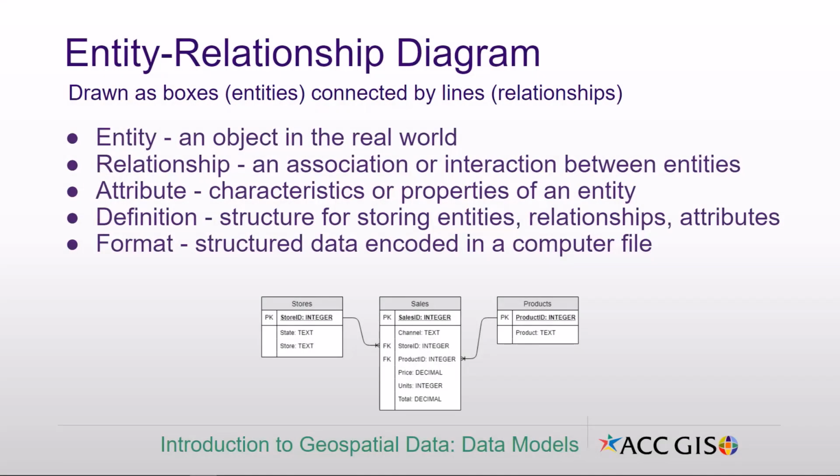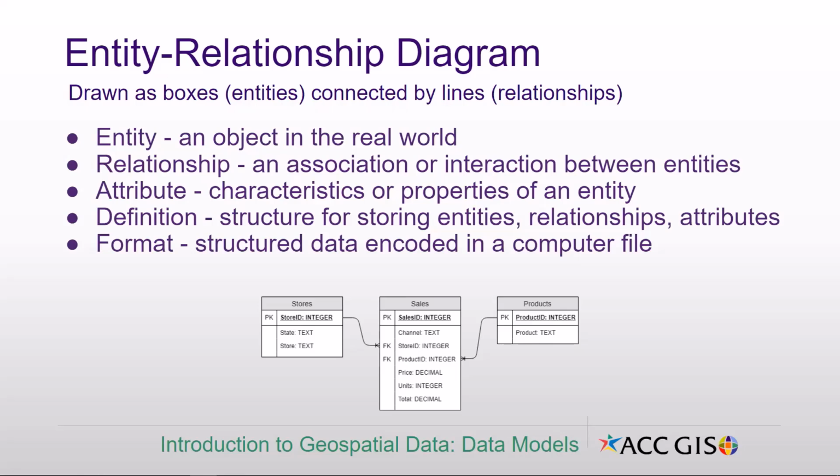And so we visualize the entity relationship model as an entity relationship diagram in which the entities are drawn as boxes and the relationships are connected by lines. And if we look in the example at the bottom of our screen there, we can see the entities are the boxes that represent the stores, the sales, and the products. The relationships are the connections between the store and sales, and the sales to the product. So there's one store for many sales and many sales for one product.